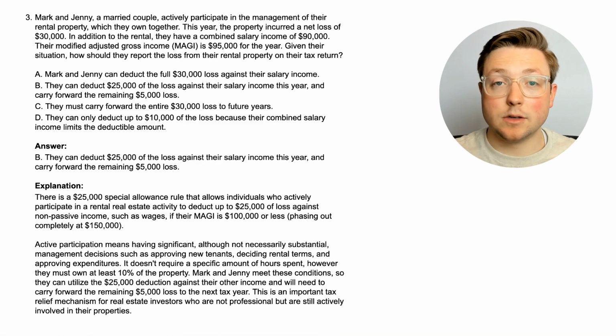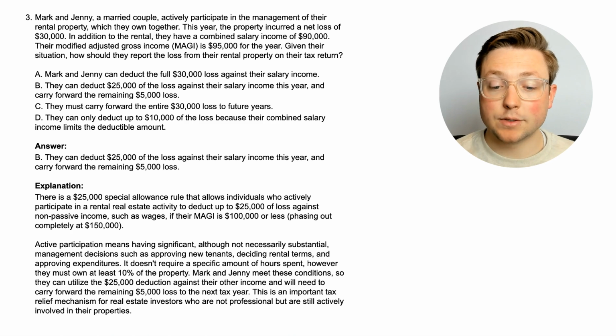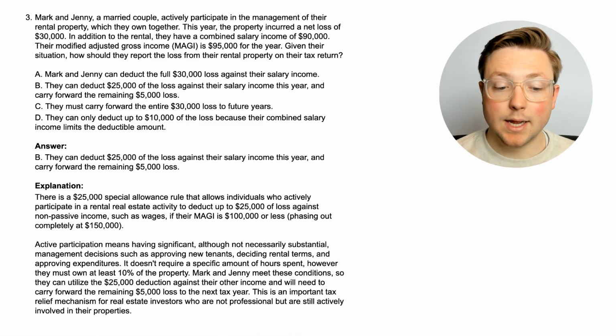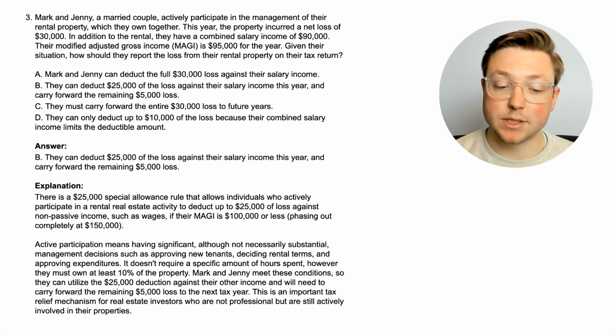So basically, if it's not your main business, like it's not your whole livelihood, but you do actively work on it and it is important, then that's pretty much considered that you're actively participating. Now, since Mark and Jenny meet those conditions, they can utilize the $25,000 deduction against their other income and will need to carry forward the remaining $5,000 loss to the next tax year. This is an important tax relief mechanism for real estate investors who are not professional but are still actively involved in their properties.